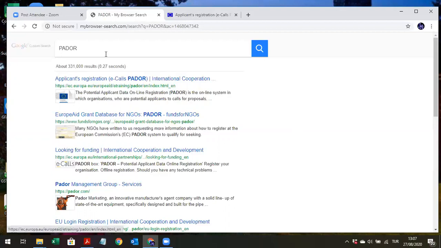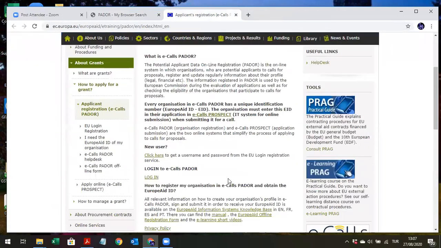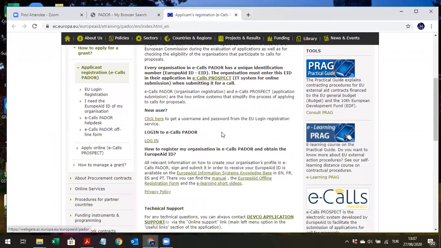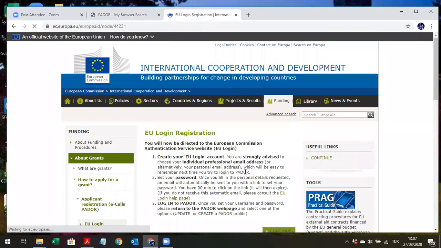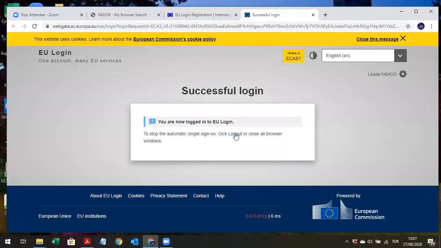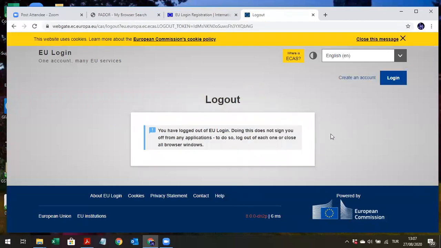As soon as you enter PADOR on Google, these links appear. I hope that everyone is seeing my screen at the moment. And then, yes, this page appears. So we scroll down and it asks you to log in. If you're a new user, first of all, you need to have an EU Login account. And this is where we can do this. First I need to log out, of course, sorry. So here it says create an account.